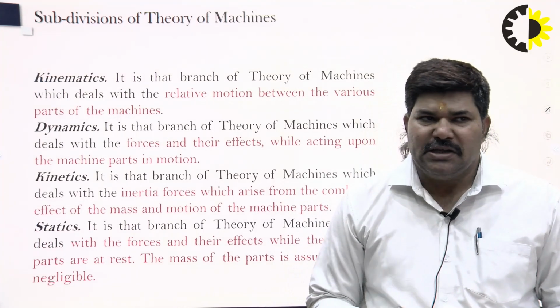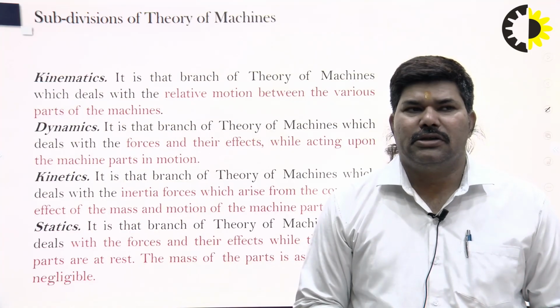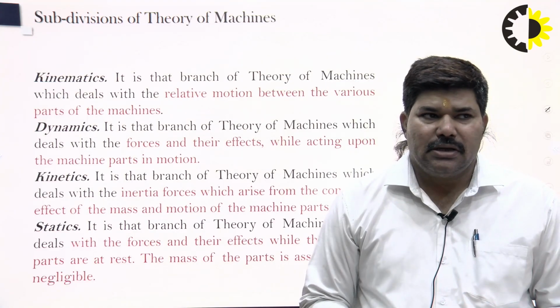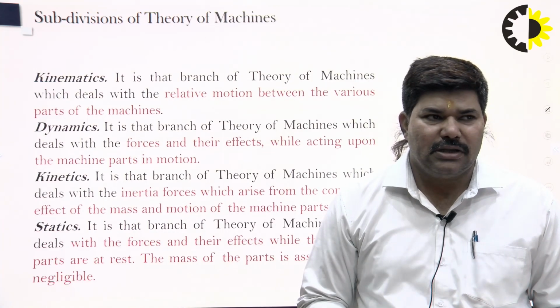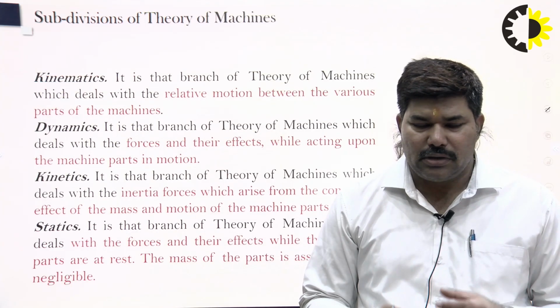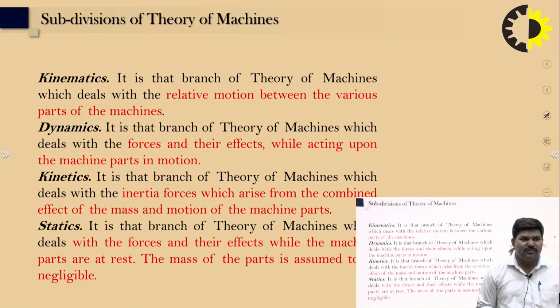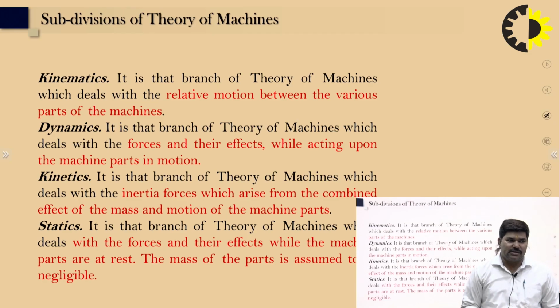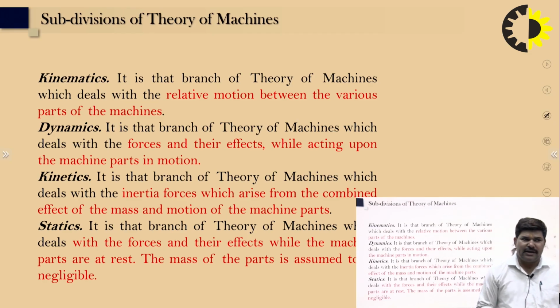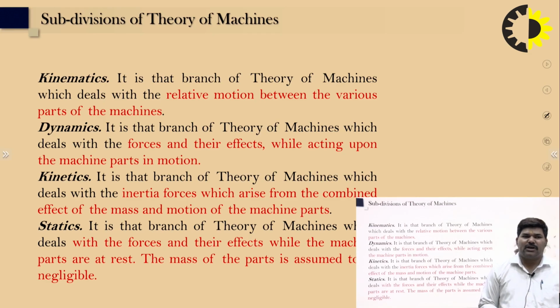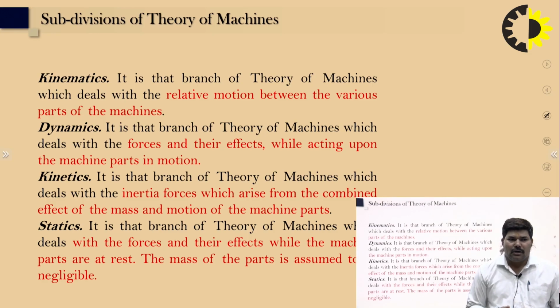It is the branch of theory of machines which deals with the relative motion between the various parts of the machine. Dynamics deals with the forces and their effects while acting upon the machine parts in motion. Kinetics is the branch of the theory of machines which deals with the inertia forces which arise from the combined effect of the mass and the motion of the machine parts.